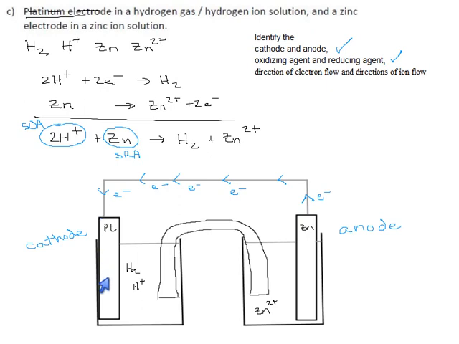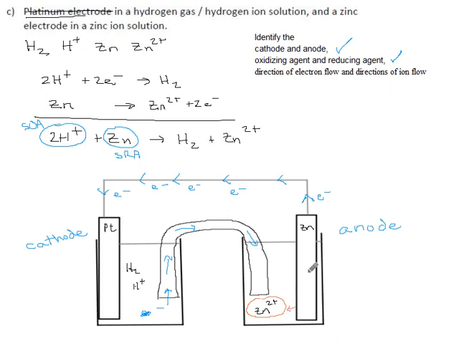Negative ions would flow in this direction, but they didn't mention any. So if only there were negative ions, they would flow this way through the salt bridge and counterclockwise, but it seems that none of that will be happening. Positive ions will flow in the opposite direction. So while any negative ions would flow counterclockwise through the circuit, any positive ions that we have, like say zinc, will flow clockwise.